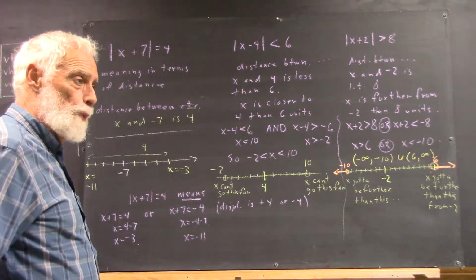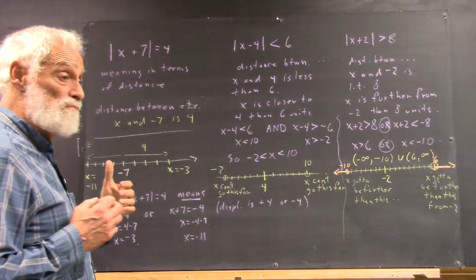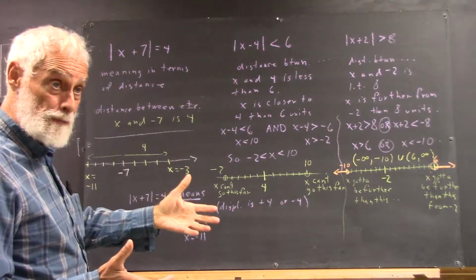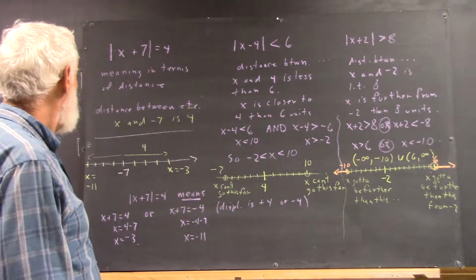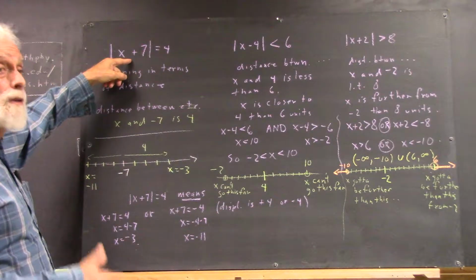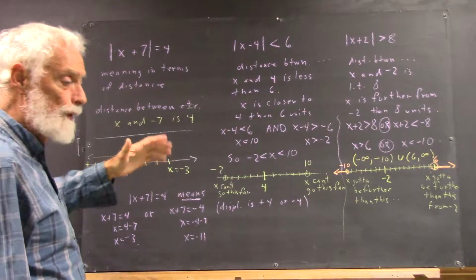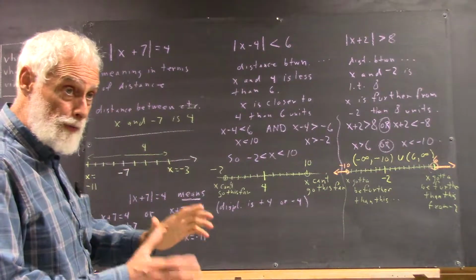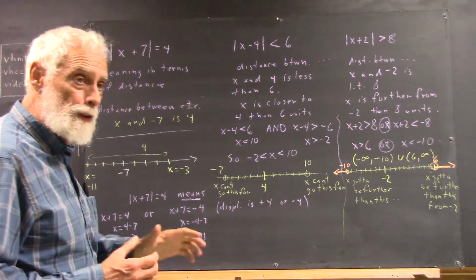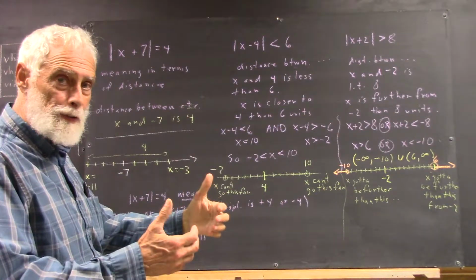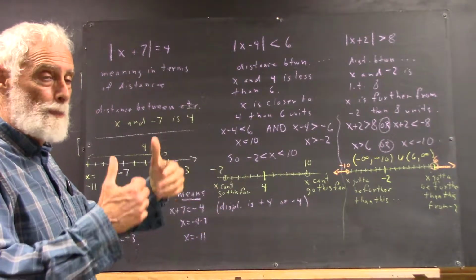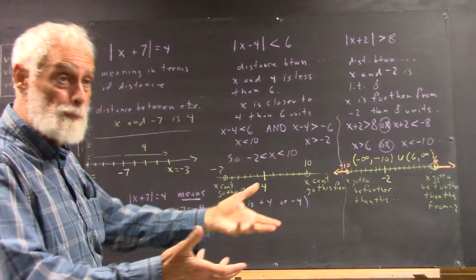Well, it's a distance between -7 and x, okay? And go back and look at what we did previously and understand why it's -7 and x, because x minus -7 is x plus 7. The distance from -7 to x is x minus -7, which is x plus 7.